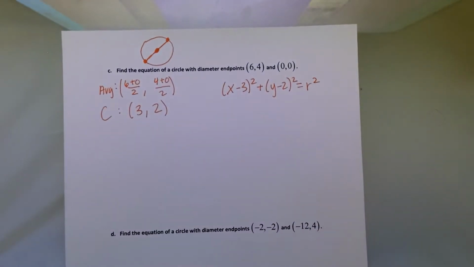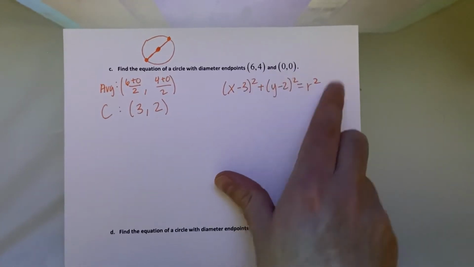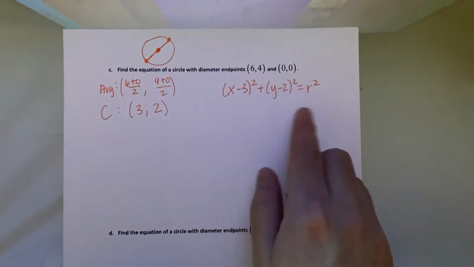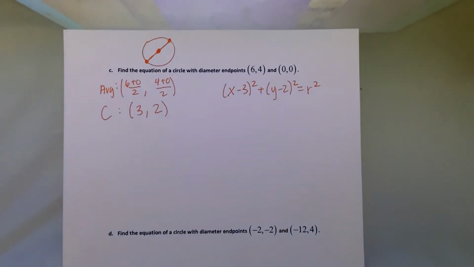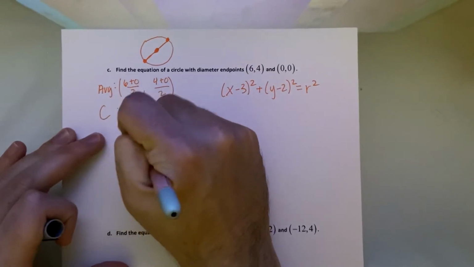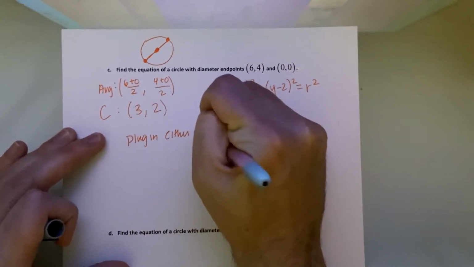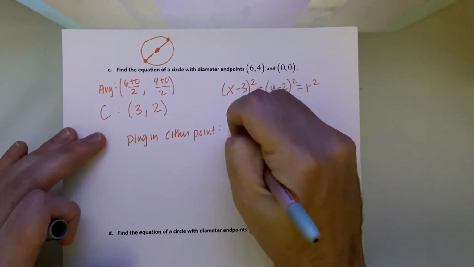The only thing we don't actually know is the radius. But we do know what's true of a circle is that if I plug in any point on the circle for x and y, that should tell me what r squared is because they're all the same distance from the center. So take either of the 2 points and plug it in. So I'm going to plug in the 6, 4.